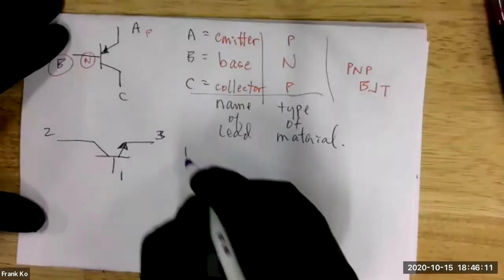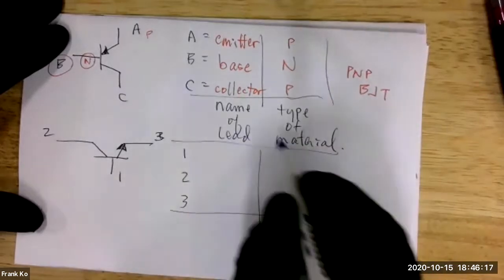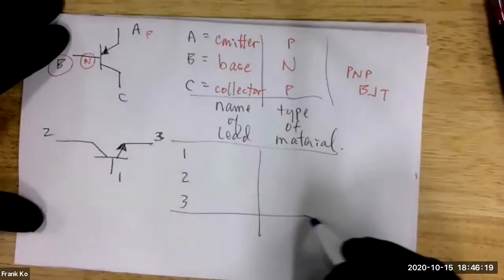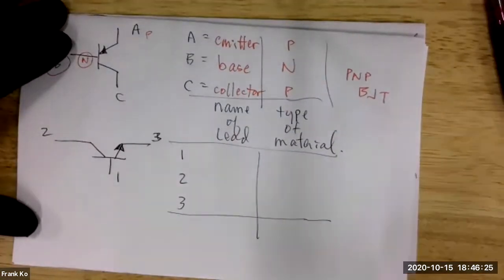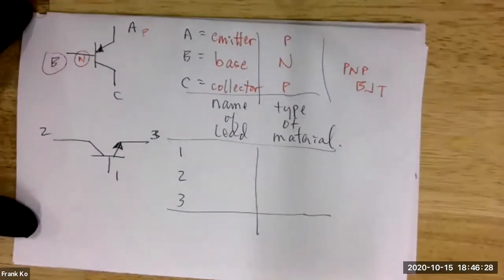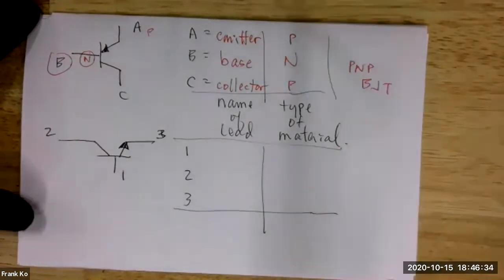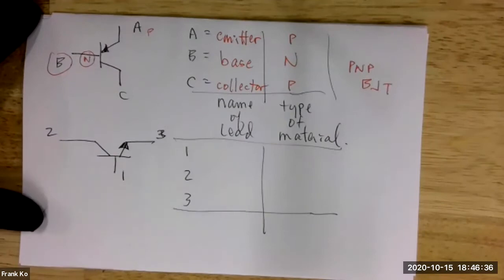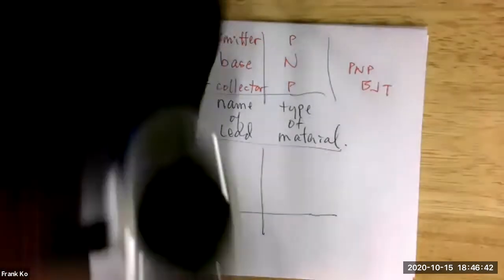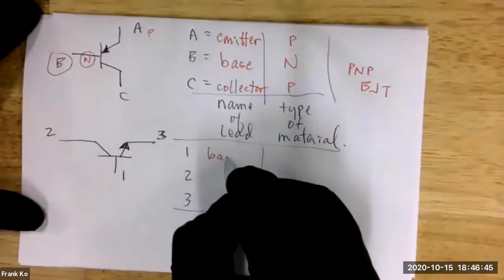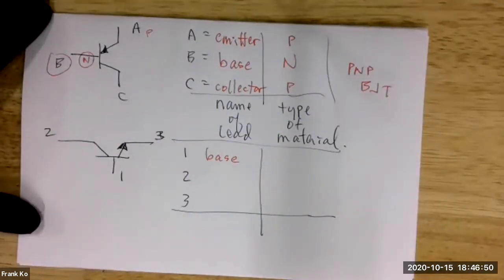All right, I'm going to label this 1, 2, 3. Same idea. I want the name of the lead and the type of material that we're going to find. And now I'm calling these 1, 2, and 3. So, Carlos, give me one of them. What do you think? Where would you start? Lead number 1 is the base. Why do you call lead number 1 the base? The base is always in the middle.